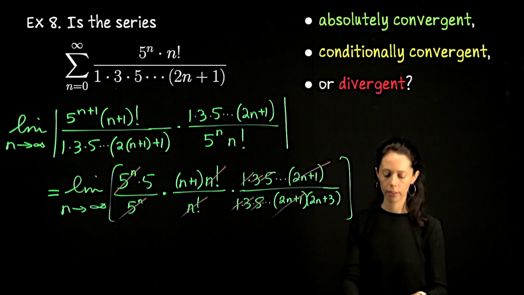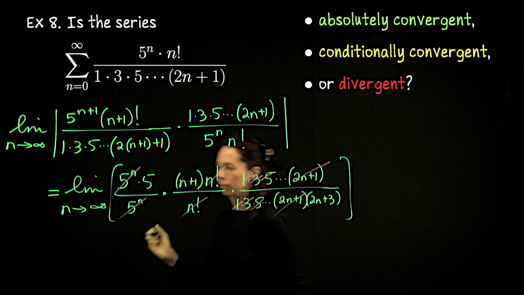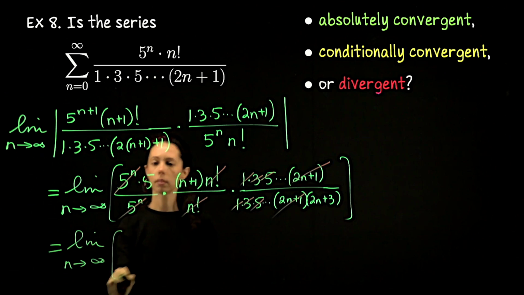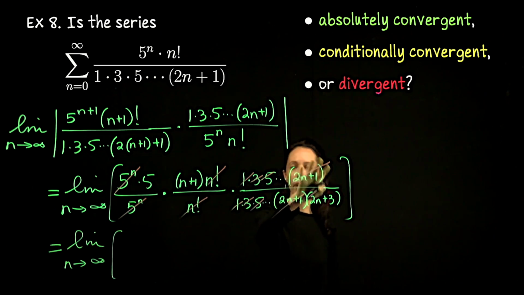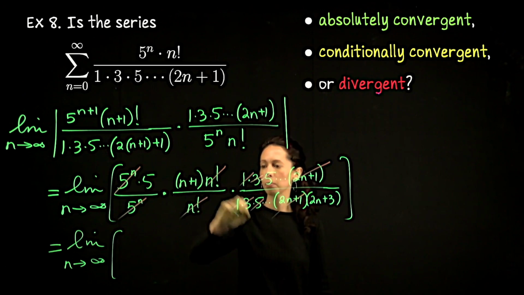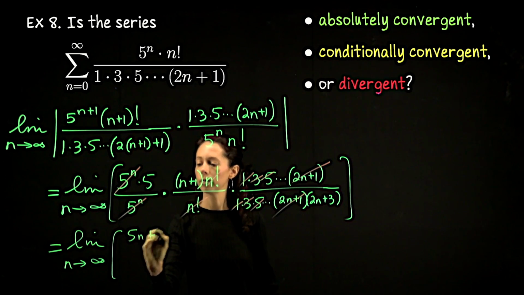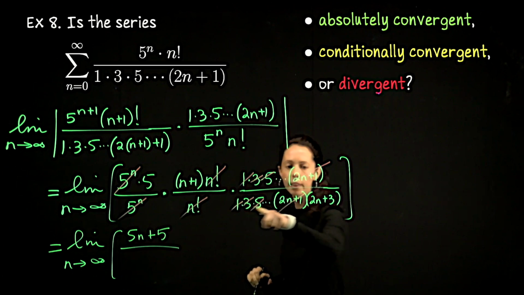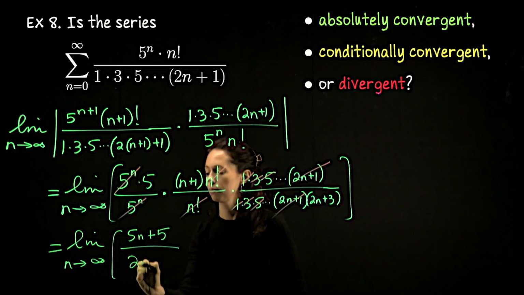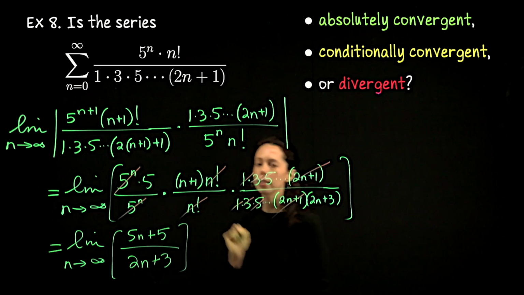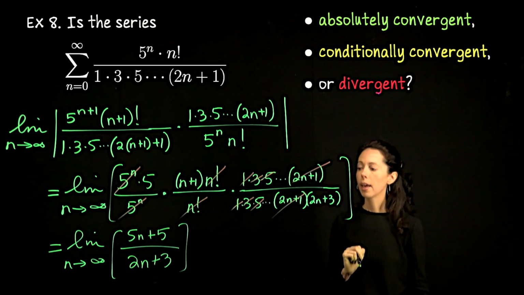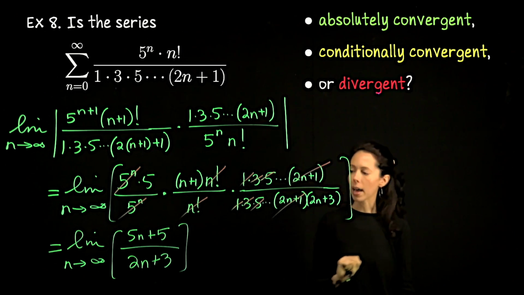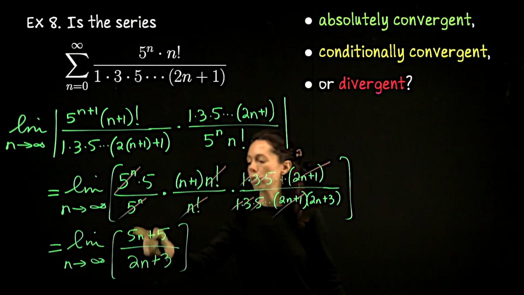So what are we left with? Not much. If I rewrite this now, getting rid of the things that we wiped out, in the numerator, the only thing I have left is 5 times n plus 1. I'll write that as 5n plus 5. In the denominator, we canceled out everything except 2n plus 3. So we really simplified this expression. That's a rational expression with the same highest power in the numerator and denominator. So as n goes to infinity, it goes to the coefficients, 5 over 2.